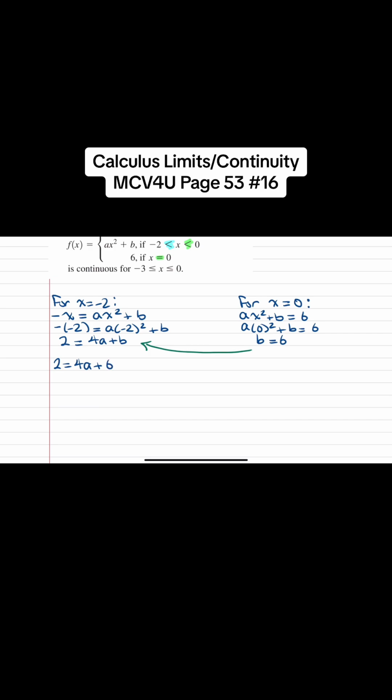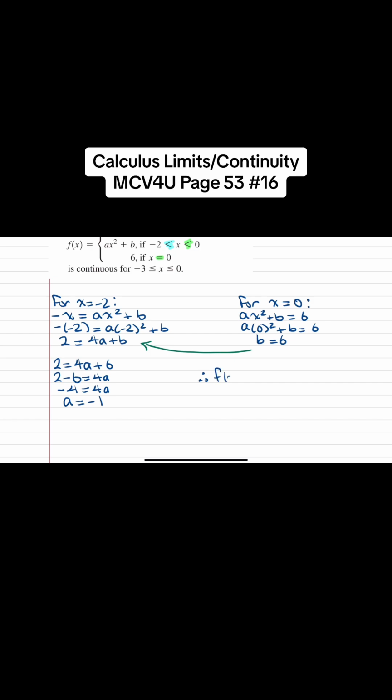This will lead us to 2 equals 4a plus 6. Bringing the 6 over to the other side, we get 2 minus 6 is equal to 4a. This gives us -4 is equal to 4a, and dividing both sides by -4, we get a is equal to -1.